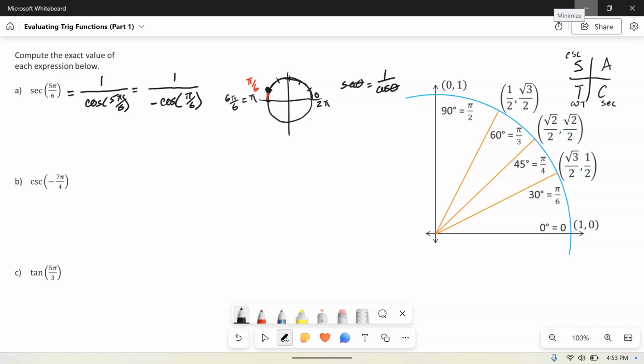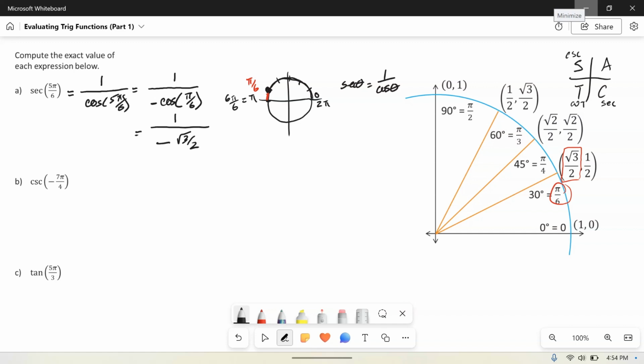To figure out the cosine of pi over 6, we just need to look at the first quadrant of our unit circle. So pi over 6 corresponds to our 30-degree angle, and cosine is the x-coordinate. So cosine is going to be the square root of 3 over 2. So if we plug that in for cosine, we have 1 over a negative square root of 3 over 2.